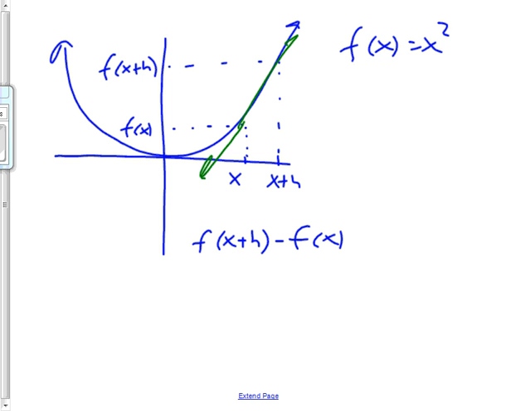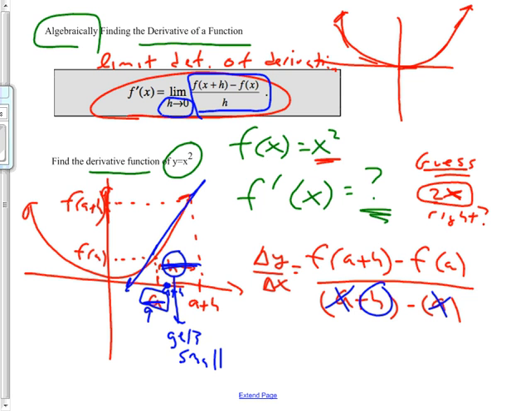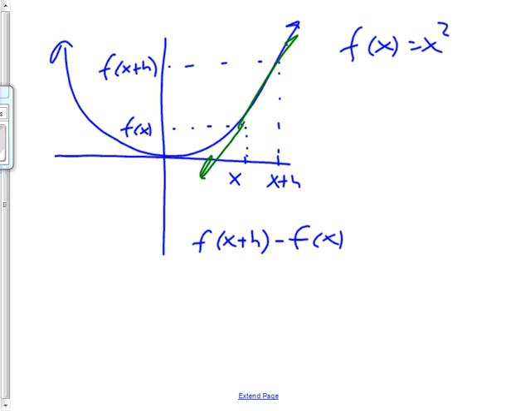f of x. Now the difference between this page and the last page is that instead of choosing some point A, we're keeping it totally general. We're saying any point x and then some point that's h units away from it. And we're finding the slope between those.